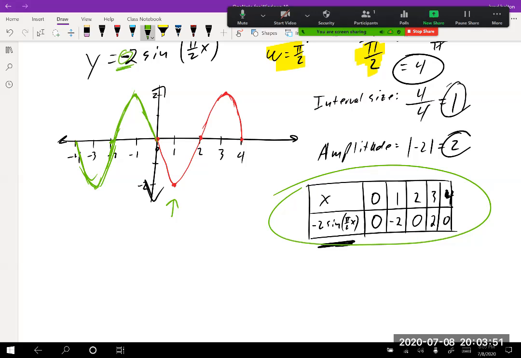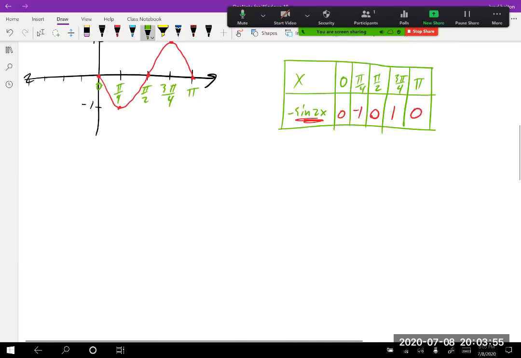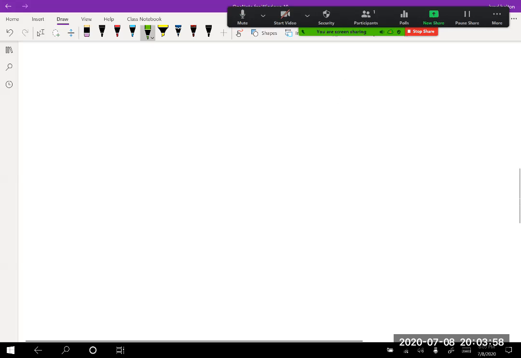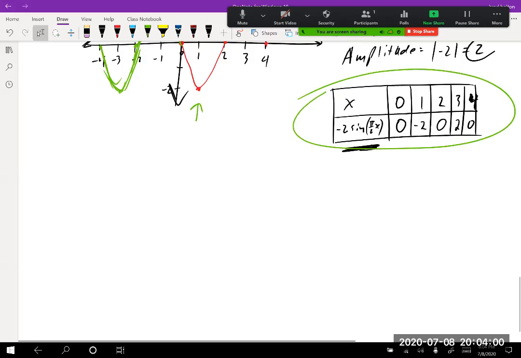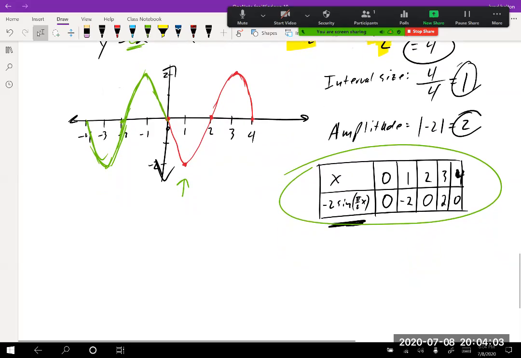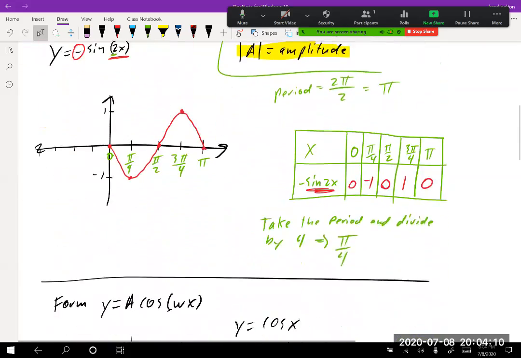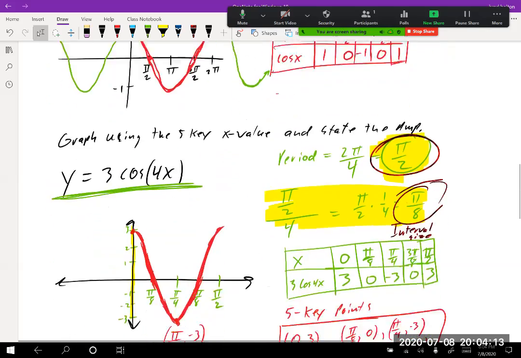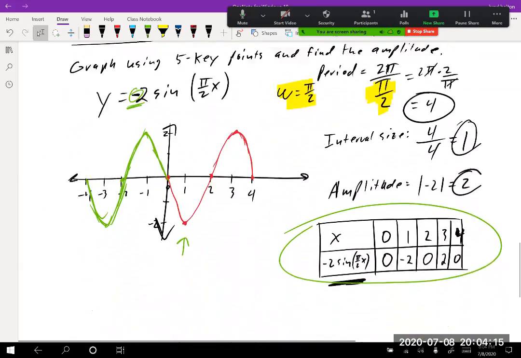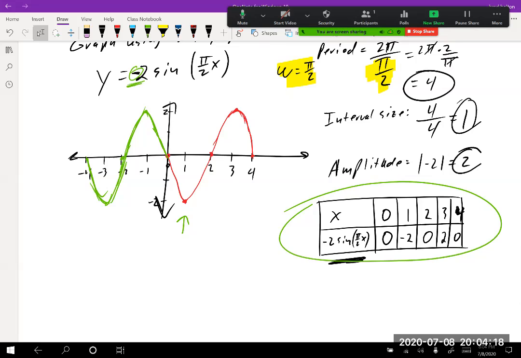I still got to do a couple more for 6.5 and 6.6. But yeah, you guys, this should get you started on using the 5 key x values to graph sine and cosine functions. And again, these are the nicest ones. It's going to get worse. This is as good as it gets for us. But it's important that you guys know how to identify omega and the amplitude, and then how you decide your interval size. Will you divide by 4, whatever the period was? So these are all important things you need to know.